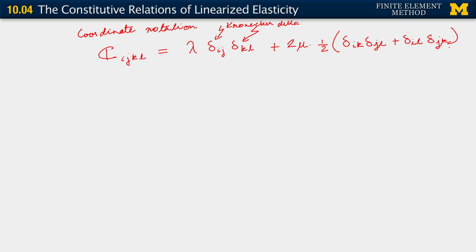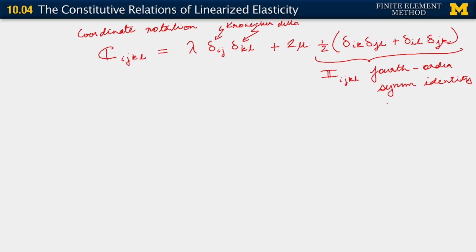If you wonder why I put in a 2 mu and then reintroduce the half, it is because what I have here is also often recognized as a fourth order tensor. This is often denoted as a bold-faced I with indices ij, kl. This is what we call the fourth order symmetric identity tensor.